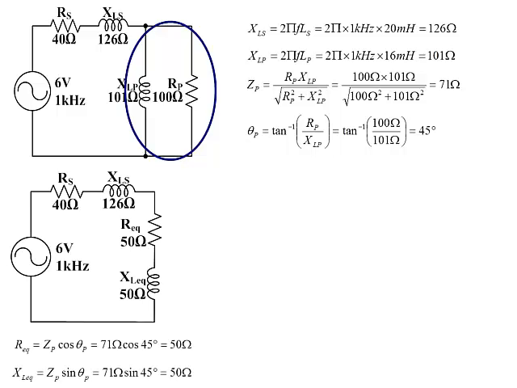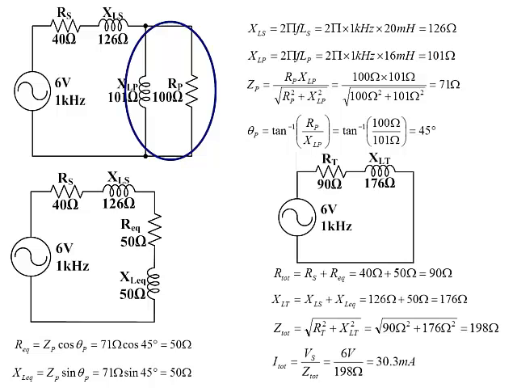The equivalent series resistance and inductive reactance is calculated as shown, with R equivalent and XL equivalent both working out to be 50 ohms in this case. RS and R equivalent can then be added together to give us the total resistance. The series inductive reactance and equivalent inductive reactance can also be added together, giving us XL total. We can now calculate the total circuit impedance, which works out to be 198 ohms, and the total circuit current, which works out to be 30.3 milliamps.